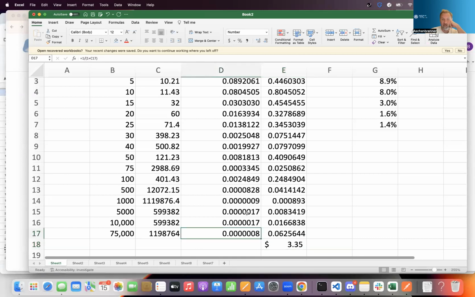One of the things that you will run into as you do this course, and you've got to be aware of, is scientific notation.